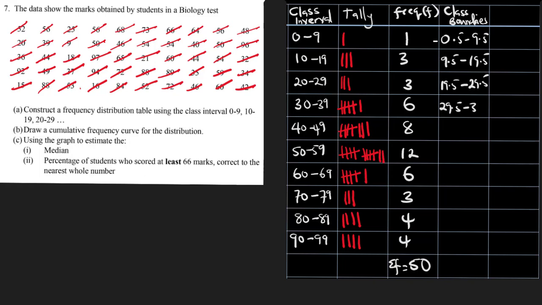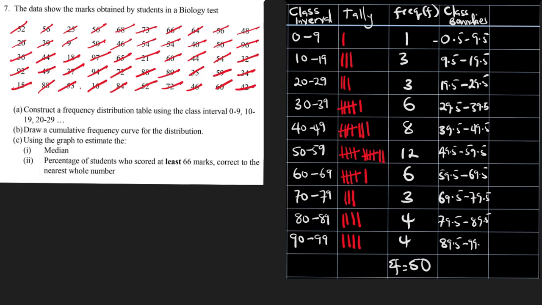To 39.5. You can see that wherever one class boundary ends is the beginning of the next class boundary. So the next one is going to be 39.5, and just continue that way to 49.5. Then here we have 89.5 to 99.5. That's it.